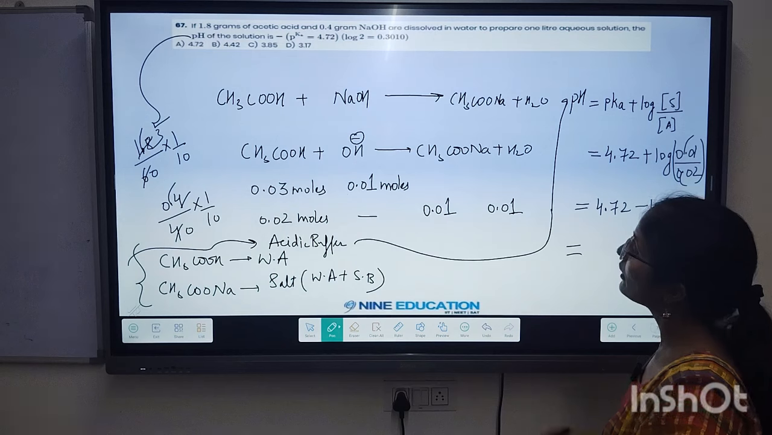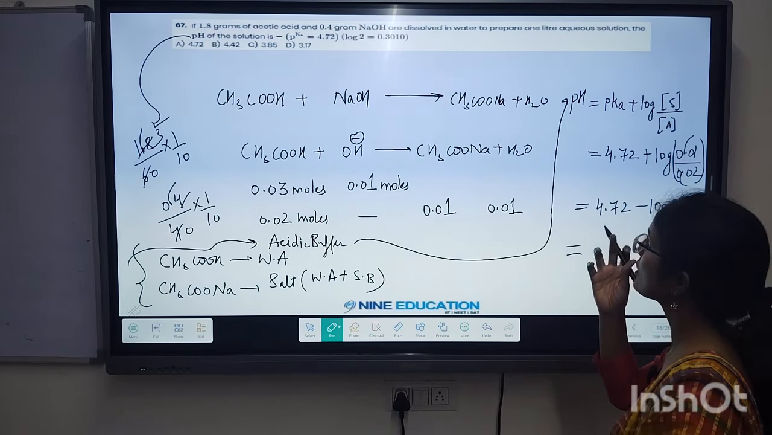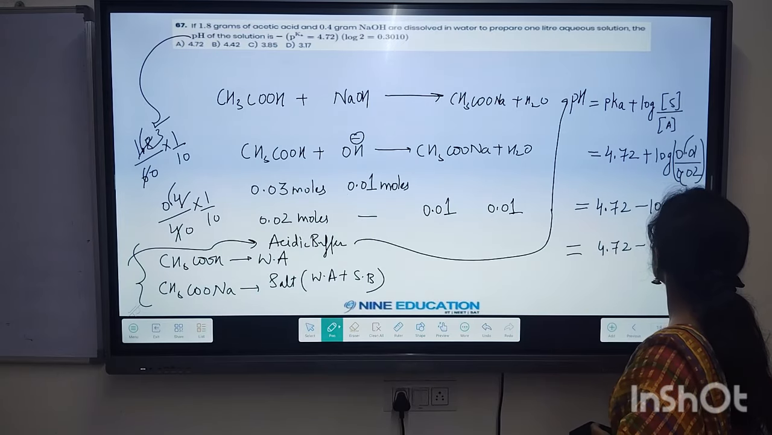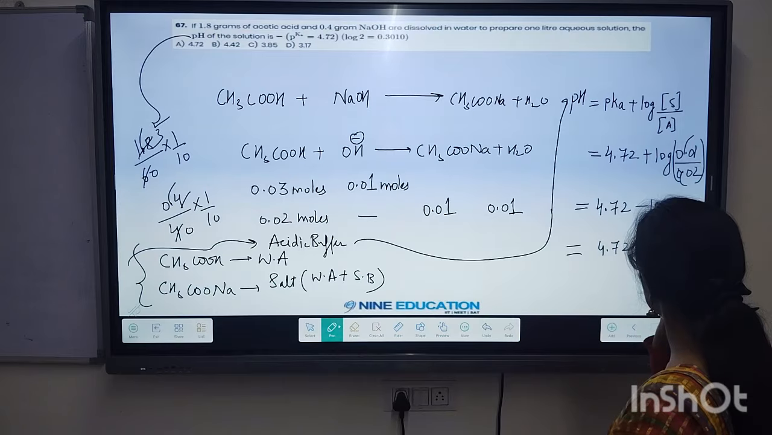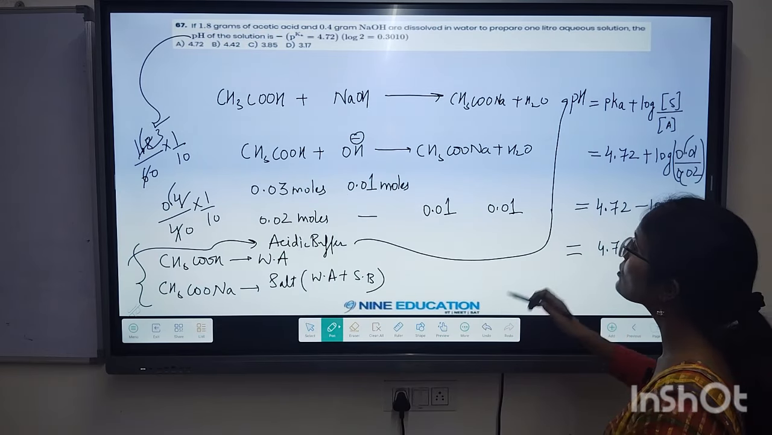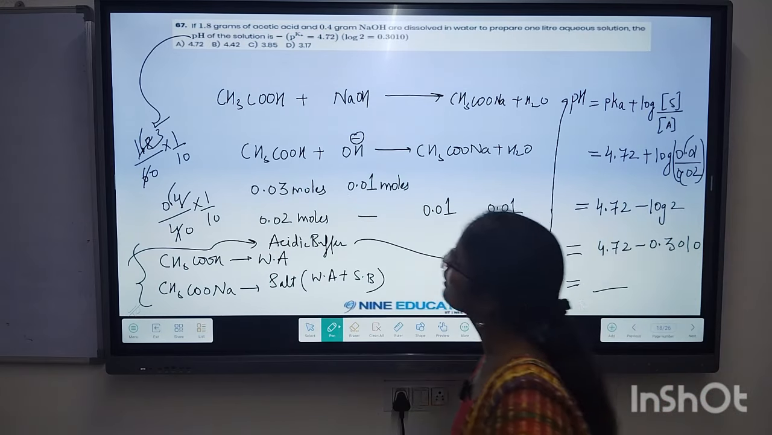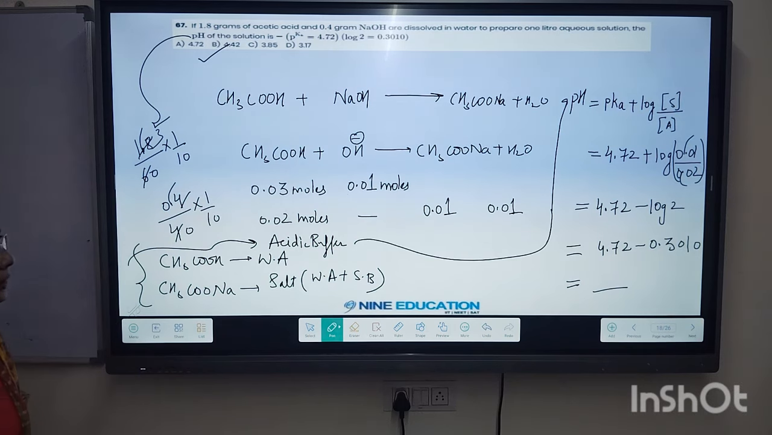Log 2 value they are already providing you, and in the previous question also we have used this. So 4.72 minus 0.3010. When you see the options, it should be coming around 4.4, so 4.42 around you will be getting the answer. So what will be the correct option here? Correct option will be B.